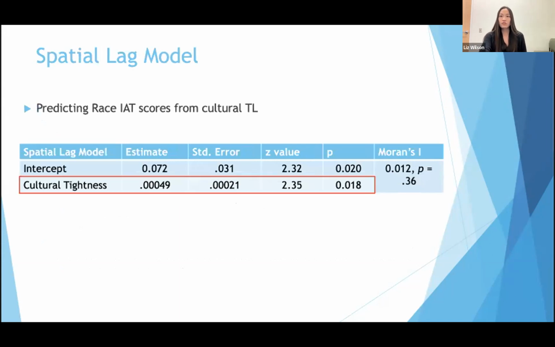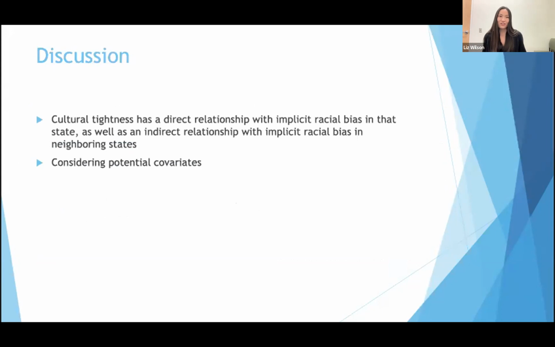And we do see a significant, albeit small, effect of cultural tightness on predicting RACE IAT scores, so predicting implicit racial bias. The main takeaway here is that cultural tightness has a direct relationship with implicit racial bias in that state, as well as an indirect relationship with implicit racial bias in neighboring states. In the next steps of this project, we're really interested in potential covariates that could be incorporated into this model.